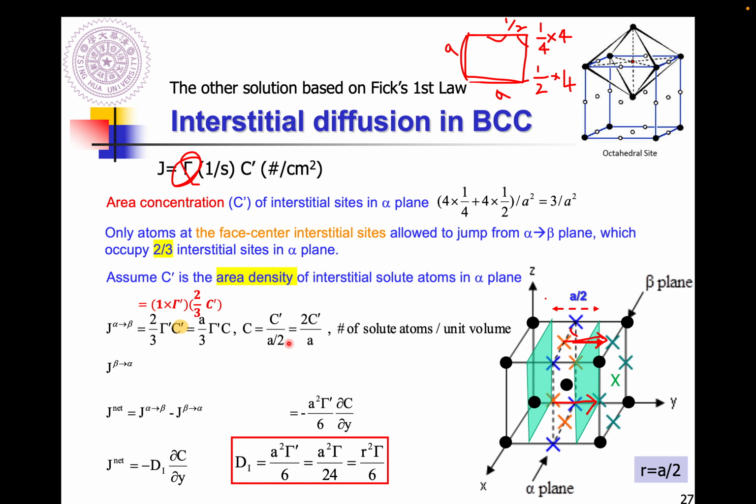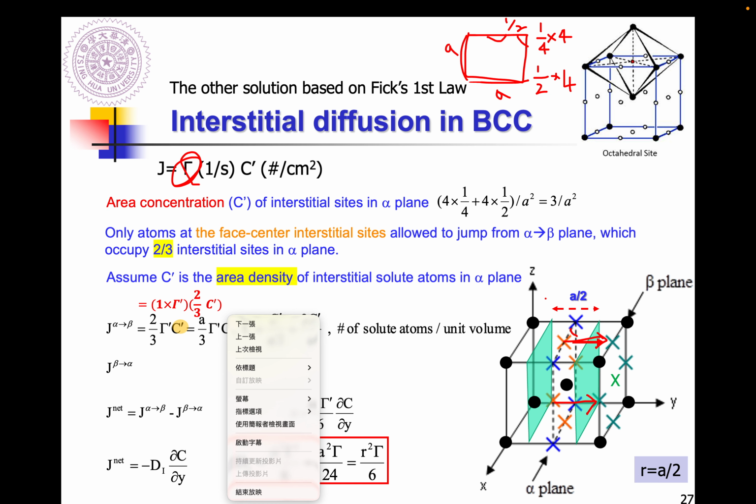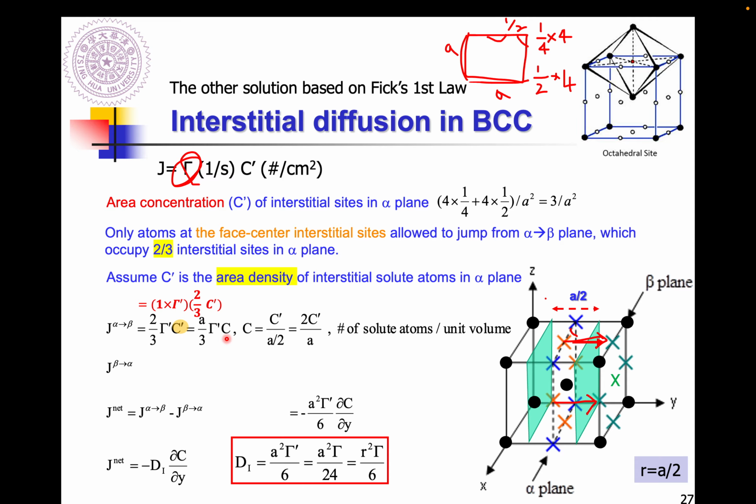a C prime area density divided by the distance for this cubic I specifically pick for this area, which will be a divided by 2. So I got a C. So here I use C times a divided by 2 to substitute C prime. So finally I got a divided by 3 gamma prime C. Then next will be quite important.